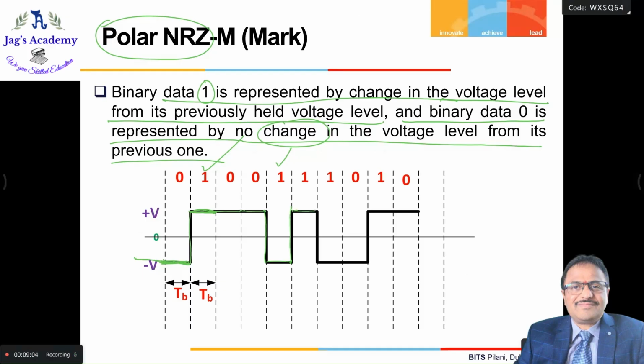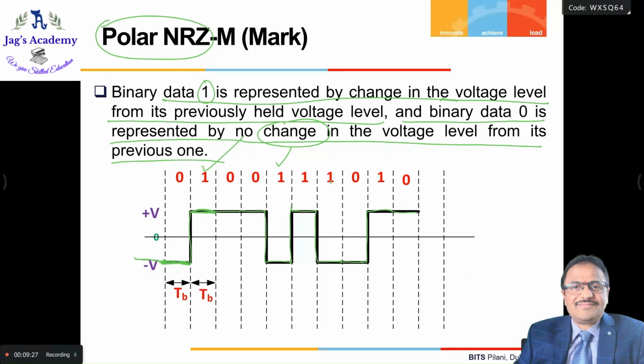Similarly, the next is once again 1, so once again there's a change in the voltage level. Next is 0, there is no change. 1, there is a change in the voltage level. 0, there is no change in the voltage level. This is called polar NRZ inversion. Just remember this always.